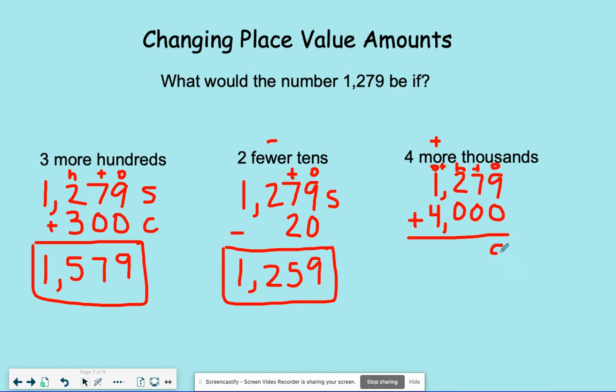Showing our work to give the best math answer we possibly can. Also, it's the only way you can get full credit on any type of assignment or test, by showing all your work and your proof. You do need to have that on all assignments and tests. So our answer from 1,279 with 4 more thousands, we get 5,279.